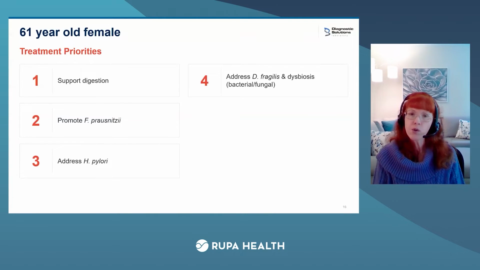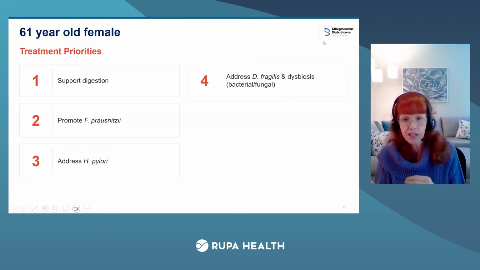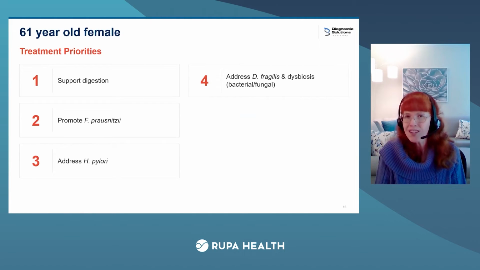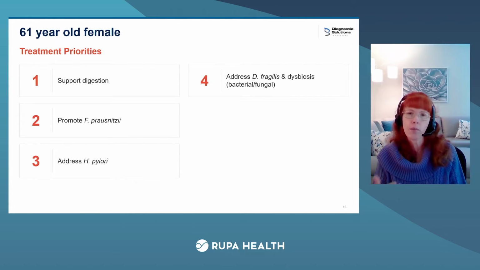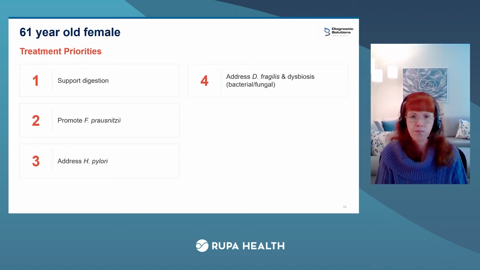Fourth, then we're going to address the Dientamoeba fragilis and the dysbiosis. And the dysbiosis, again, is the bacteria and the yeast. Because herbs are such great multitaskers, what herbs kill a parasite typically will help with bacteria and yeast too. So that's where these can be lumped together.